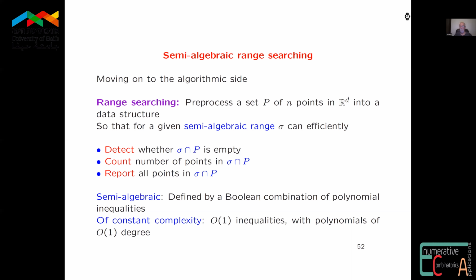And constant complexity means that the number of inequalities and the maximum degree of the inequalities is constant. So you can define balls and half spaces by a single inequality. You can define more complicated things by taking spherical caps, for example, slabs, whatever. All these are semi-algebraic ranges.